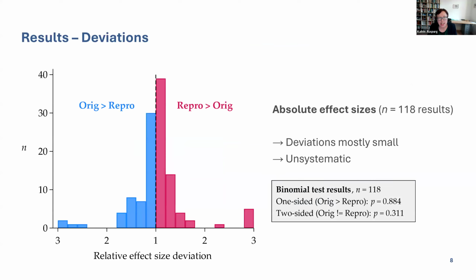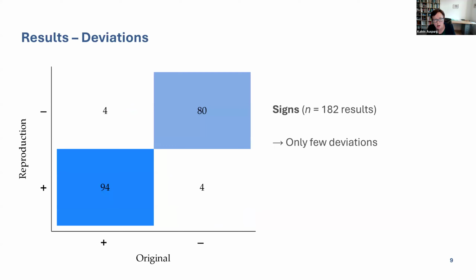We also investigated deviations. So this is a figure on the absolute effect sizes. And the main finding here is that the deviations are mostly small and unsystematic. A number of 1 would mean that the original and reproduced result are very similar. The figure is fairly symmetric, suggesting that we don't observe a bias of original findings towards more inflated effect sizes or more significant results. And this can also be seen by sign switches. These rarely occur in our study.